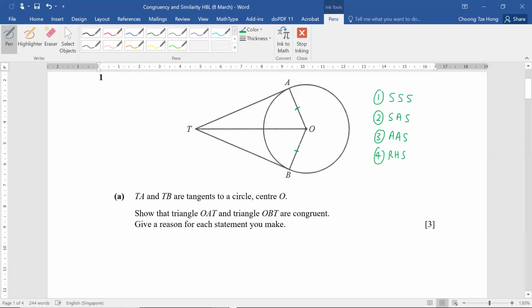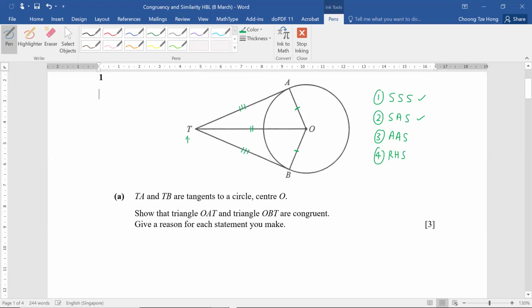Then you can see that for the two triangles OAT and OBT, OT will be a common side. So now you have two sides that are the same already. You should either be thinking about SSS or SAS. Then we can identify the third side that is of equal length, which is AT. It's the same length as BT, by the property of tangents from an external point.